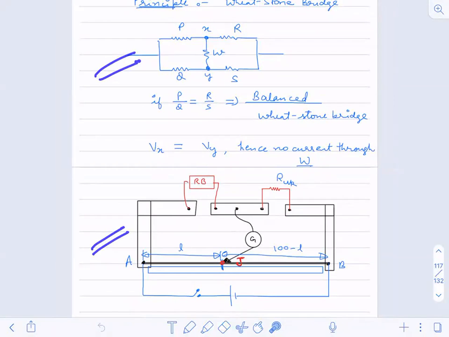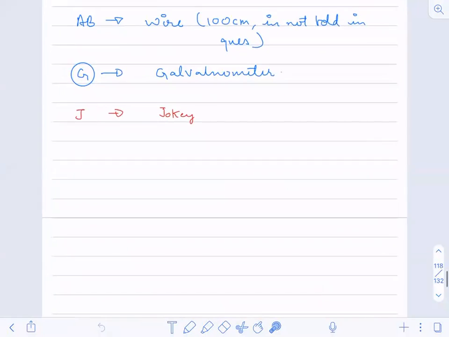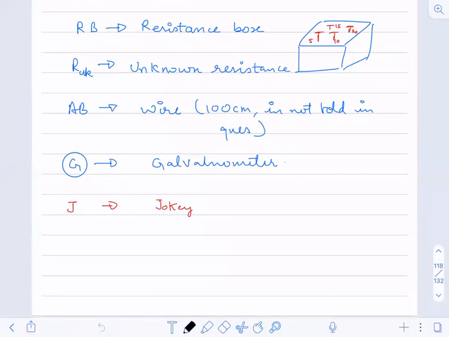And now in this, can you tell me how many resistors are there? 4 or 5? How many resistors can you see? So there are total 5 resistors.